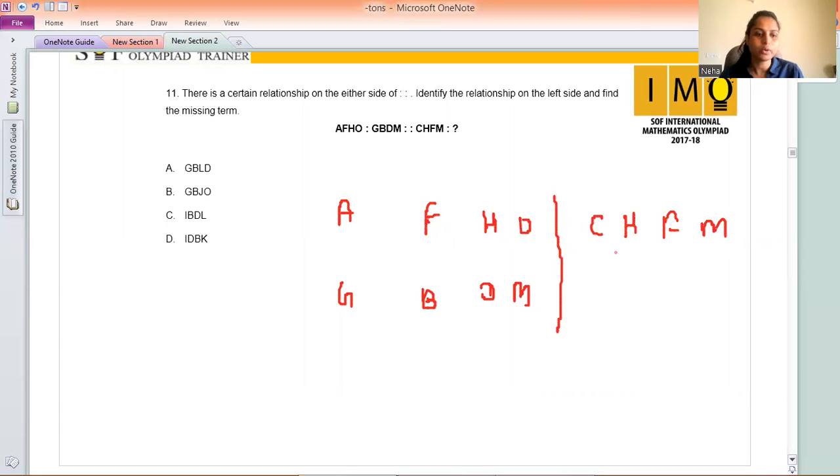Right, guys? So in this question, as I can see, A plus 1 is B and F plus 1 is G. So similarly, C plus 1 is D and H plus 1 is I. That means ID. Now, students, here I got my answer. IDDK. No need to solve the whole question. So my correct answer is option number D.